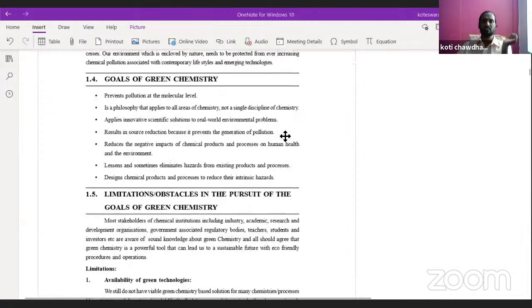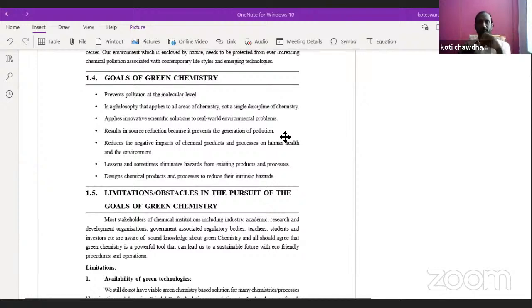Now coming to the goals of green chemistry. What are the goals of green chemistry? Prevent pollution at the molecular level. Whenever we are going to synthesize a molecule, the synthesis procedure should not give any byproduct, or leave unreacted substances in the final product. The final product will not include the byproducts or the reactants or catalysts like that. That's why we need to prevent pollution at the molecular level.